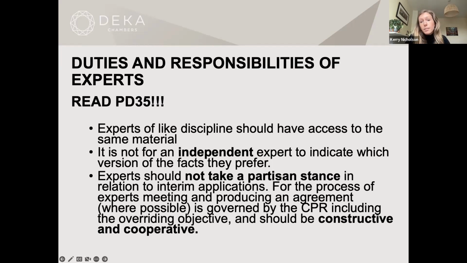Experts are independent. Again, it's not for them to indicate which version of facts they prefer, and they shouldn't be taking a partisan stance on interim applications. Any time that they're meeting to try and agree something, they should be constructive and cooperative, in line with the overriding objective.